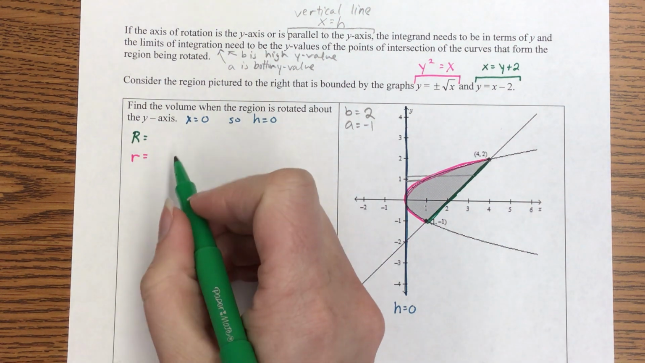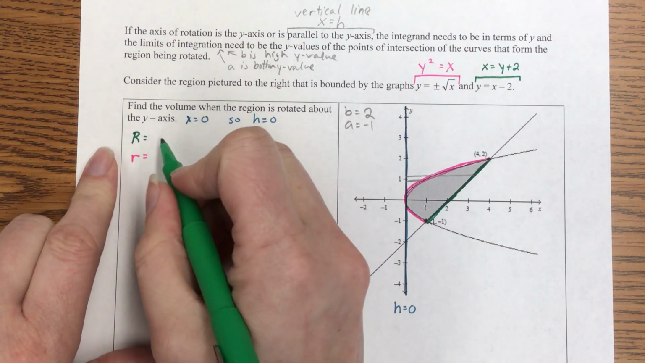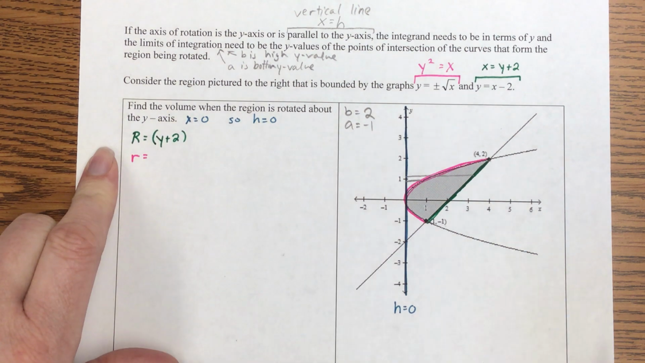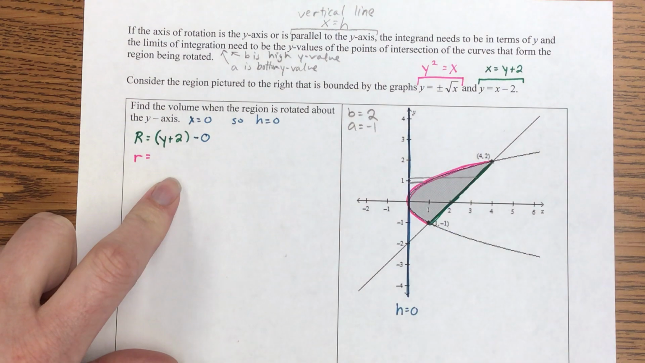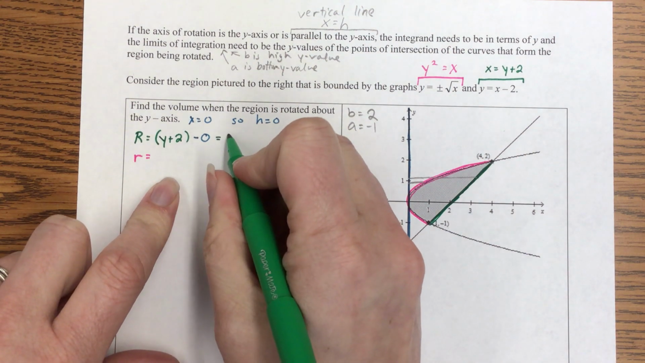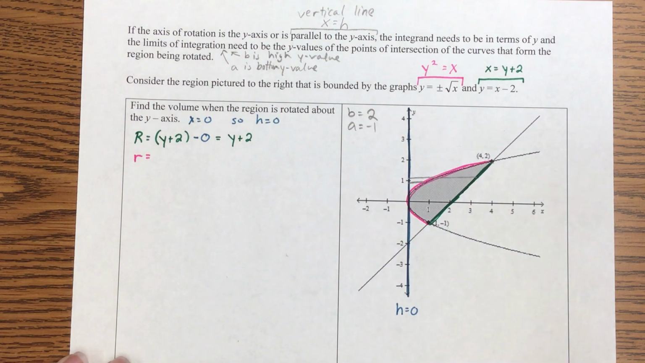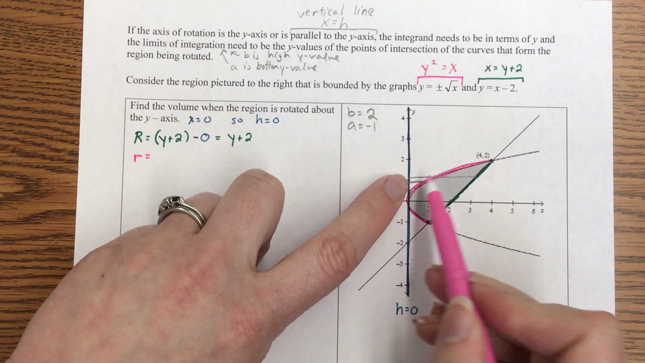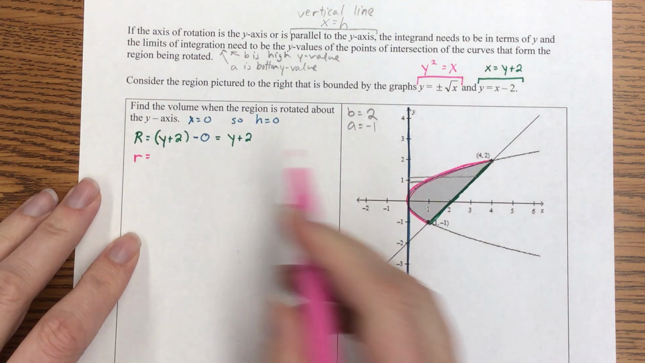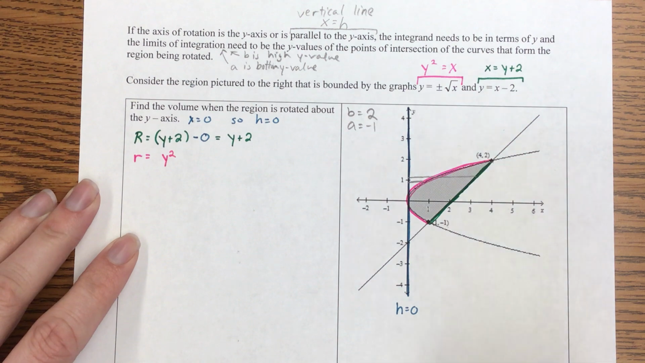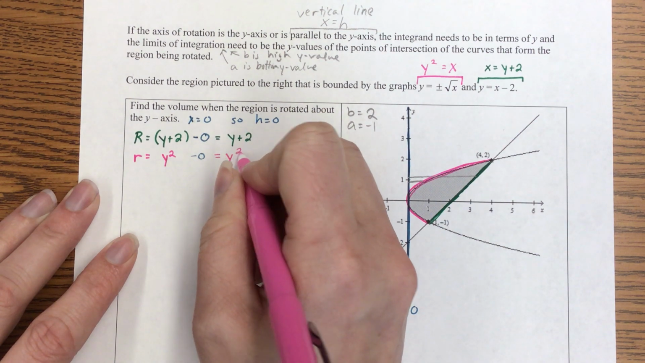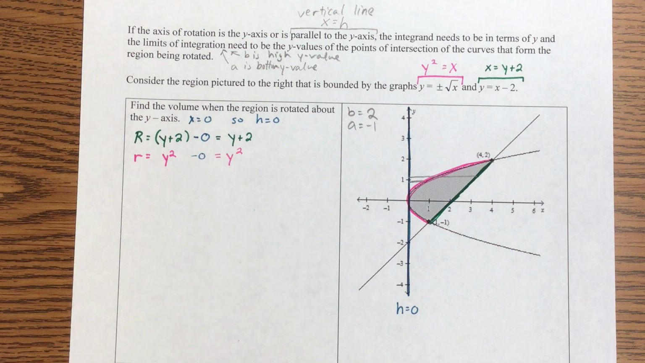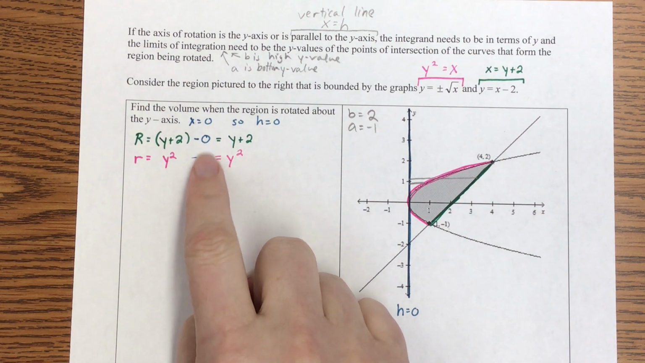Okay, so for big R, that's going to be green, which was y plus 2. And we are going to subtract h, which is 0, which just turns into, of course, y plus 2. Similarly, little r is the distance between here and here. The pink function in terms of y is y squared. And then we again subtract 0 because h is 0. It's definitely easiest to revolve around an axis like an x-axis or a y-axis. But if it's not that axis, literally you just subtract the other thing.